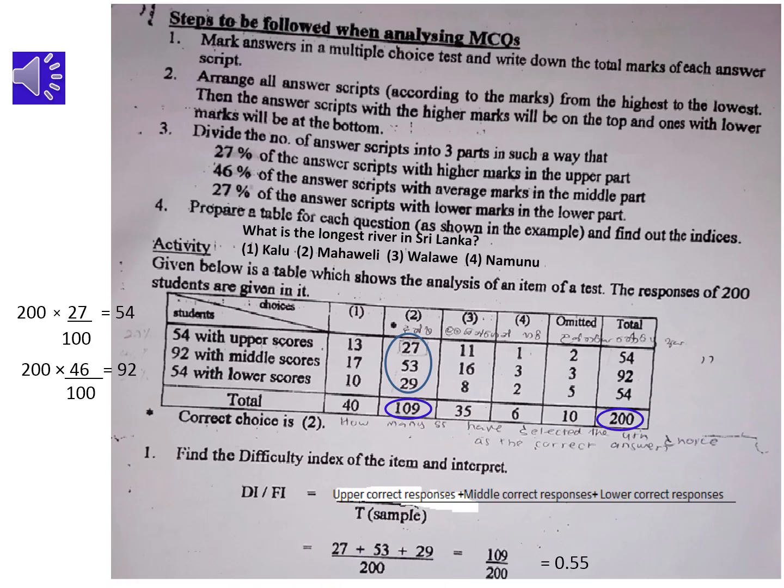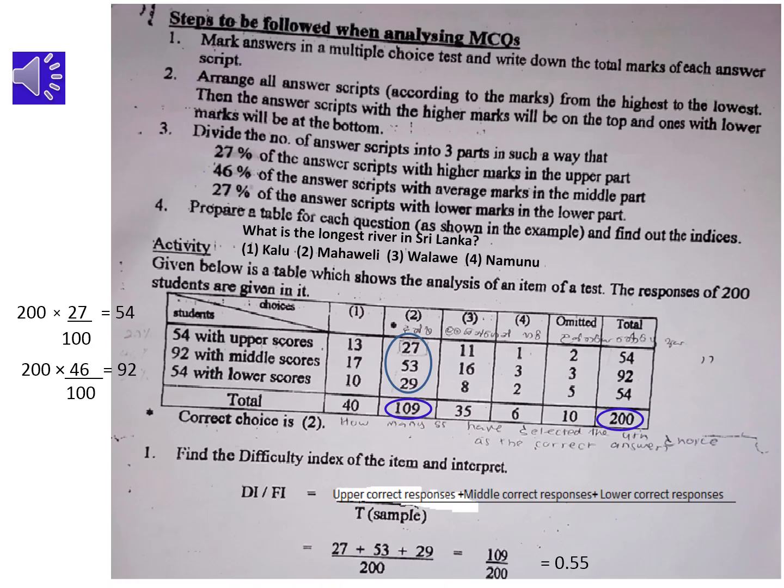So what's the first step? You give the students 40 MCQs, 40 or 30, it depends. So here 40. Then you mark each paper and put the total on the top of the paper. Then you prepare a pile. How do you arrange the papers? The lowest marks at the bottom of the pile and the highest marks at the top of the pile.